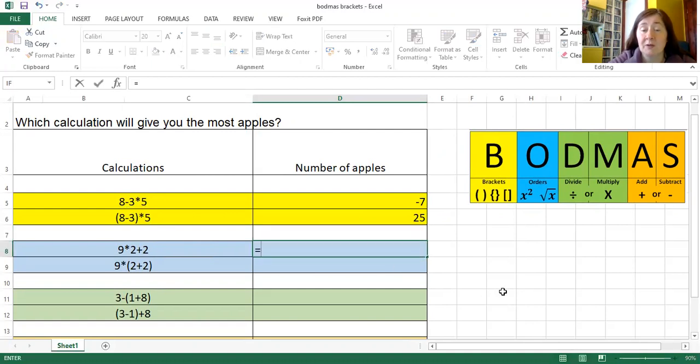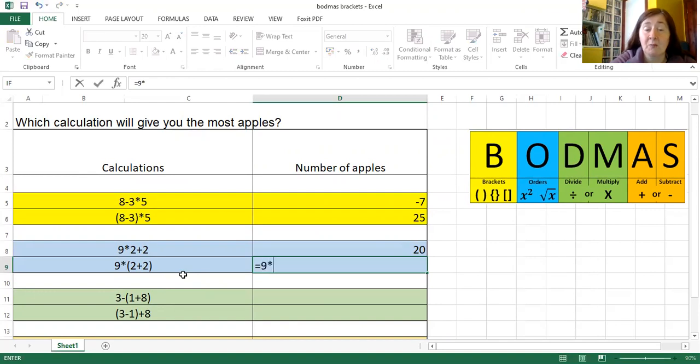Now let's see that happen again in the blue area. So I start my formula, and this time I'm going to do 9 multiplied by 2, which is 18, and plus 2. And if my maths are right, that should give me 20. But when we put our brackets in, we end up with something completely different.